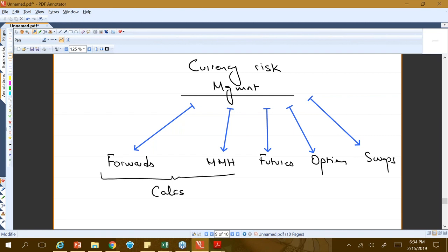Calculations on these two areas, forwards and the money market hedge. We won't have any calculations on the others, and the reason is because these areas are high level. They are much more examined in the advanced version of this paper. So what is examined here in terms of numbers is just the forwards and money market hedge.